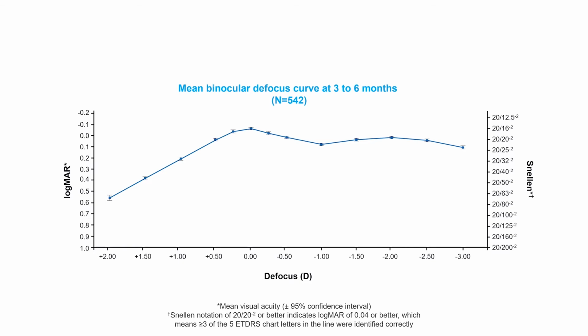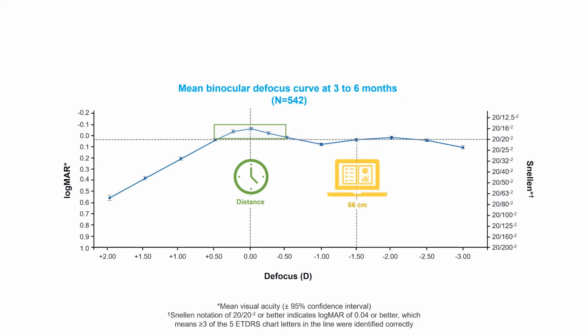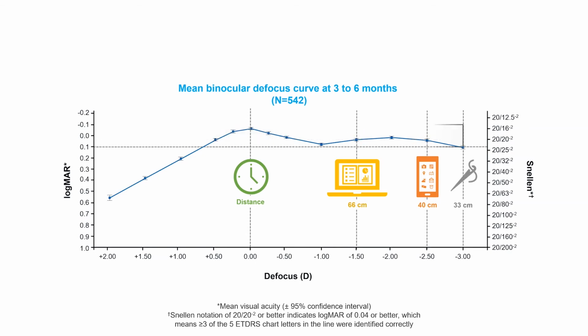This pooled analysis demonstrated an excellent range of binocular vision with TFNT00 at 3 to 6 months postoperatively. At distance, visual acuity peaked at 20/16. For 66 cm intermediate and 40 cm near distances, patients achieved 20/20 vision. For the entire range, TFNT00 provided a continuous range of 20/25 or better vision from distance to 33 cm.